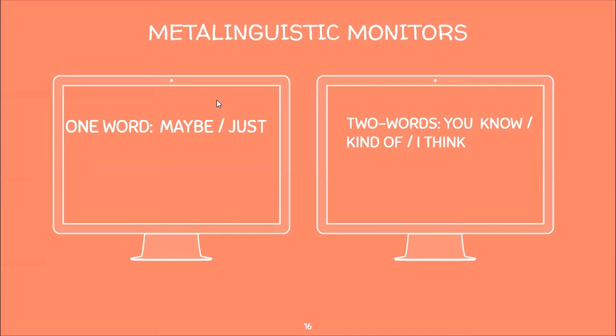Okay, so about the metalinguistic monitors, the word generator produces 1-word, 2-word, 3- and 4-word items. However, what is presented here is the 1-word items, such as maybe and just, the pragmatic markers maybe and just for the speech, and the 2-word clusters such as you know, kind of, and I think.